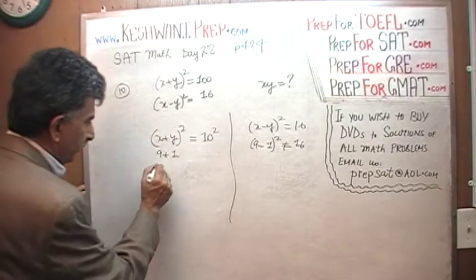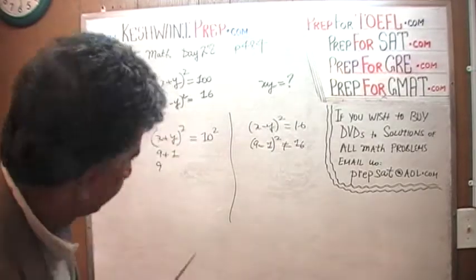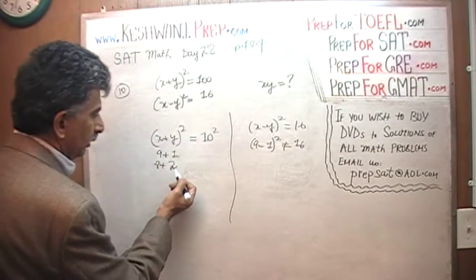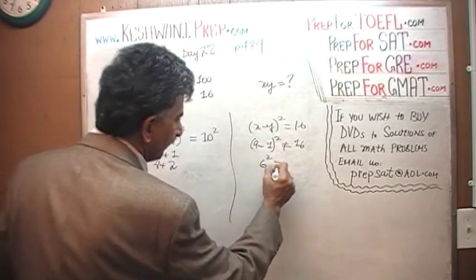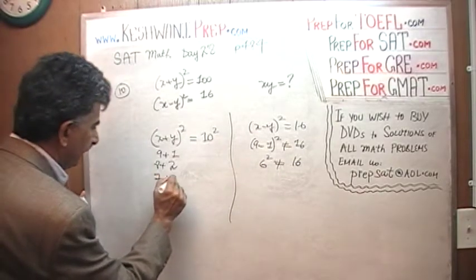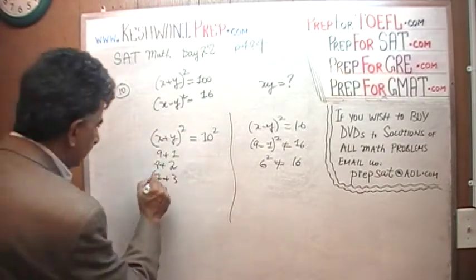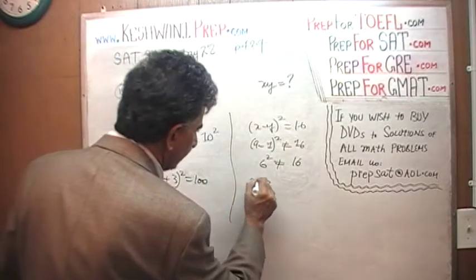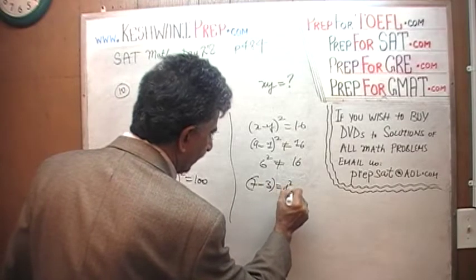Next we tried 8 and 2. It didn't take long at all. 8 and 2, difference would be 6, and 6 squared is not 16. Then we tried 7 and 3. 7 plus 3 squared is 100, and 7 minus 3, which is 4, squared is 16.